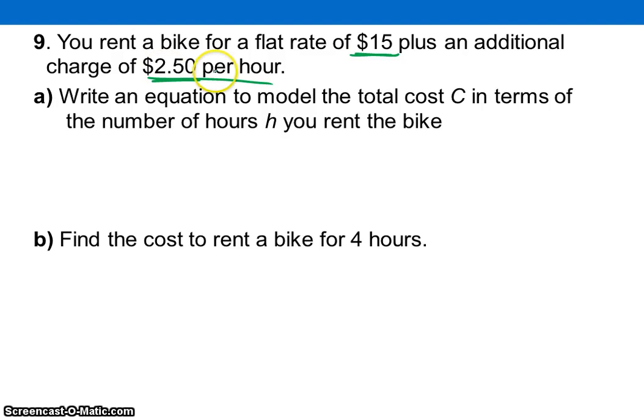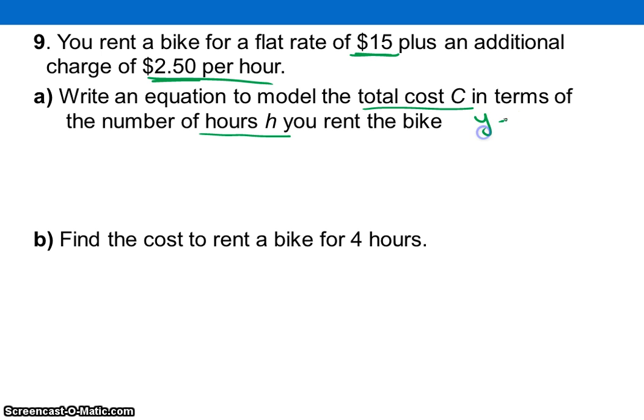Okay, so since it's $2.50 per hour, I know that's a rate or a rate of change. Yes, ma'am. So what does that mean? Well, it's $2.50 per hour, and you don't really know how many hours you're going to use, so I'd probably let that be my variable. Okay, so H is my variable, the number of hours, so that's important too, and C is the total cost.